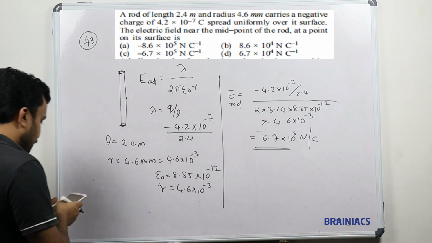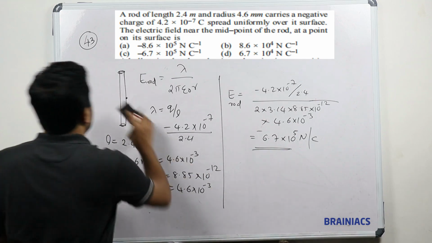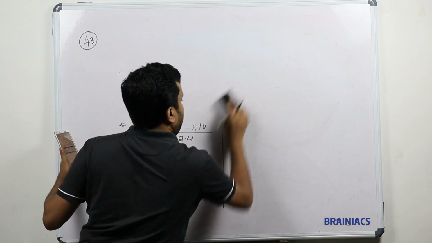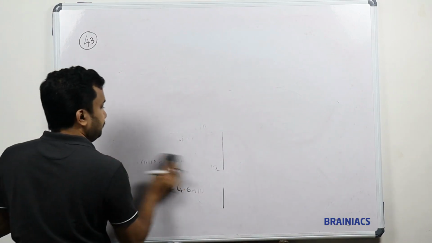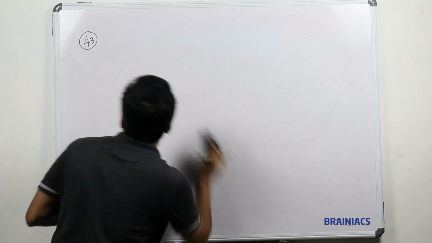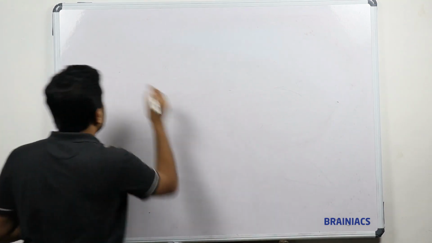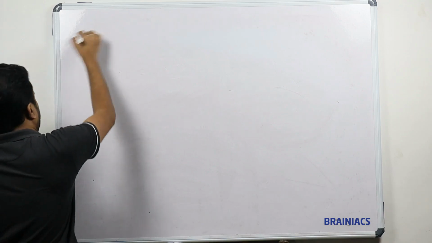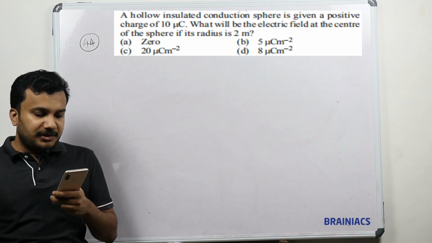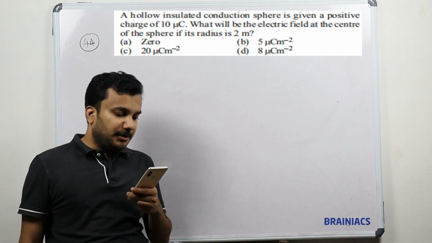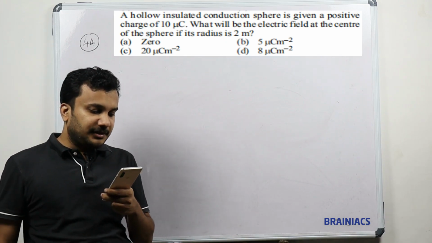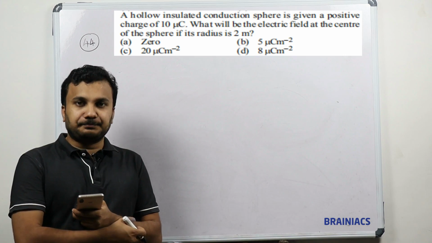So we'll move to the next question, question number 44. Okay, question number 44. A hollow insulated conducting sphere is given a positive charge of 10 microcoulomb. What will be the electric field at the center of the sphere if its radius is 2 meter?